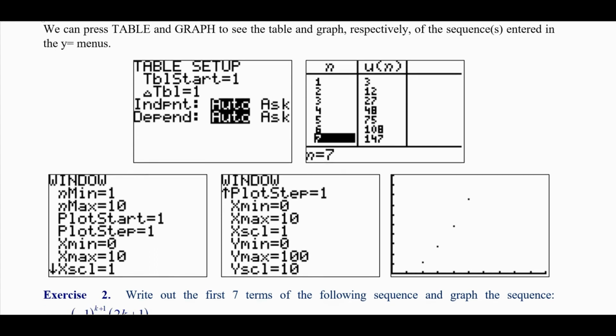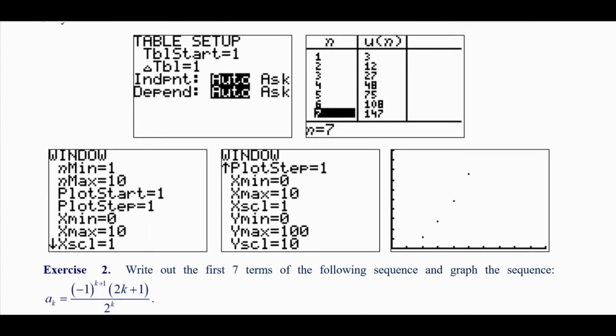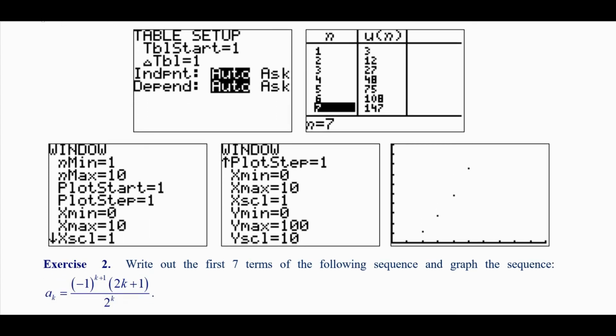Okay, here's another one for you to try. Write out the first 7 terms of the following sequence and graph it. A sub k is negative 1 to the k plus 1 power times parentheses 2k plus 1, close parentheses, that's the numerator, and divide that by 2 to the power k, that's the denominator. Work this out yourself, come back when you're finished. Press pause now.